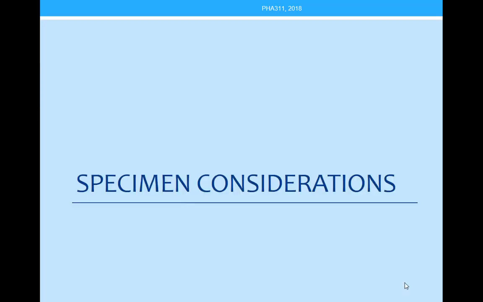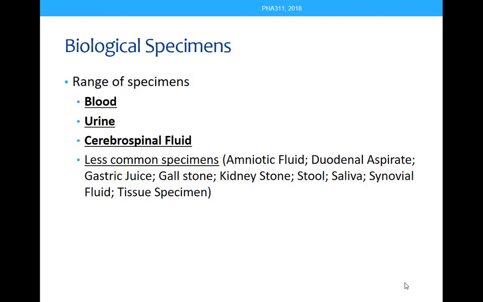Moving on to specimen considerations now. The three major specimens that clinical biochemistry will deal with are blood, urine and CSF. These are three major body fluids. But less common specimens also include amniotic fluid, duodenal aspirate, gastric juice, saliva, stool, and so on. Okay.